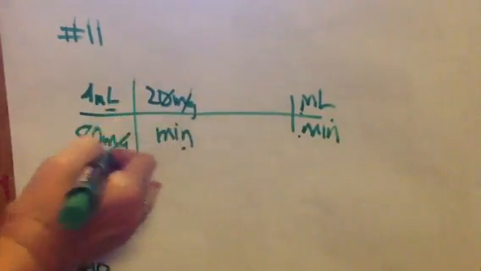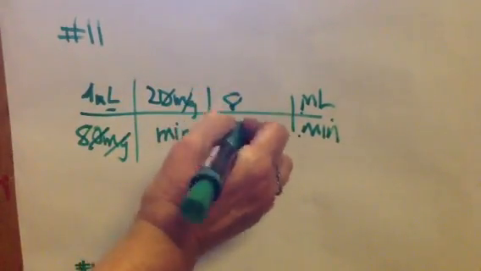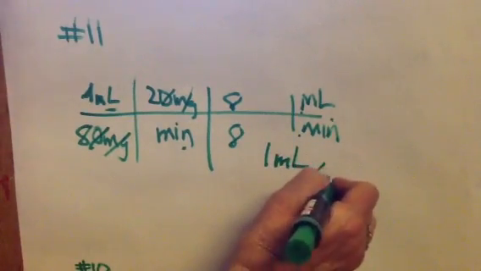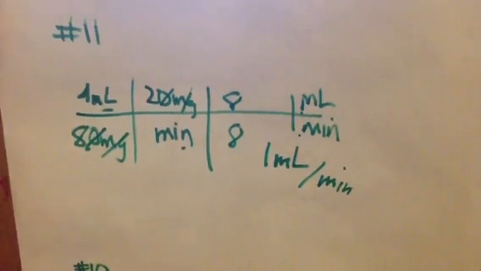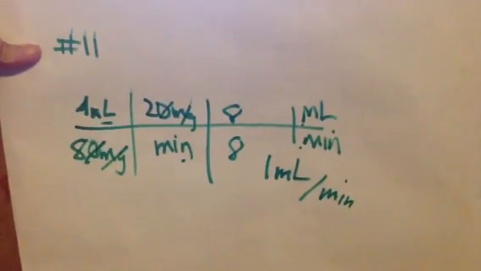We can cross that out. We have 8 over 8. So we're not going to want to give more than 1 milliliter per minute. And we'd watch our watch as we're pushing that medication in for that patient and count and make sure we're giving 1 milliliter per minute. Okay, that's number 11.